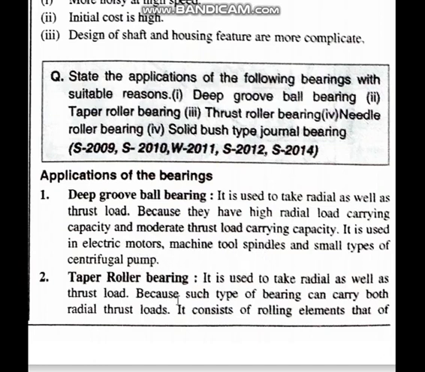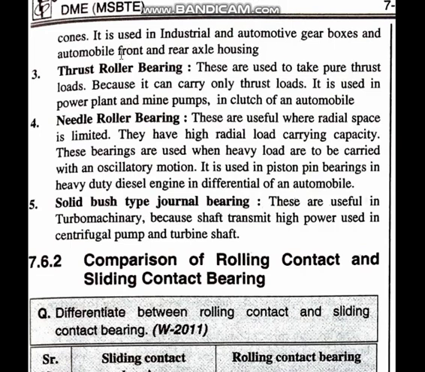Taper roller bearing. It is used to take radial as well as thrust load, because such types of bearings can carry both radial as well as thrust loads. It consists of rolling elements like cones. It is used in industrial and automobile gearboxes and automobile front and rear axle housings. Okay, thrust roller bearings. These are used to take pure thrust loads.